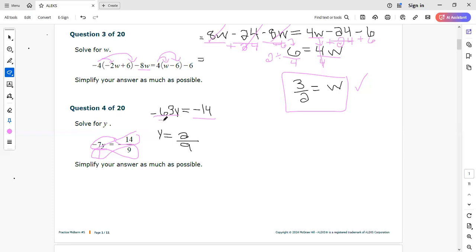To solve, we would divide both sides of this equation by negative 63, and we get negative over negative. Remember, that becomes a positive, and this can be reduced. Both the numerator and the denominator we can divide by 7. So in lowest terms, we'll get y equals 2/9. And that's us simplifying as much as possible.